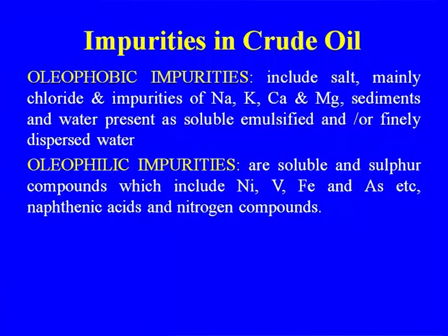Let us discuss the impurities which are present in the crude oil and why the removal of these impurities is important. We have oleophobic impurities, which include salts, mainly chloride, and impurities of sodium, potassium, calcium, magnesium, sediments and water, all present in the crude oil, which create problems in the further path. Oleophilic impurities are soluble in the oil, including sulfur compounds, nickel, vanadium, iron and arsenic, naphthenic acid and nitrogen compounds, because these are impurities which have to be removed to avoid poisoning of the catalyst.